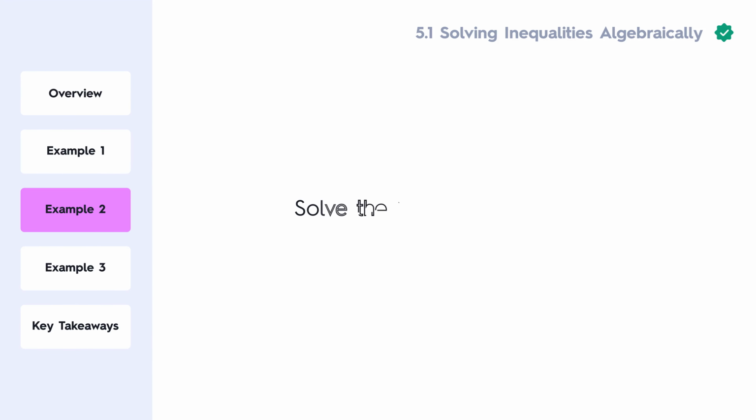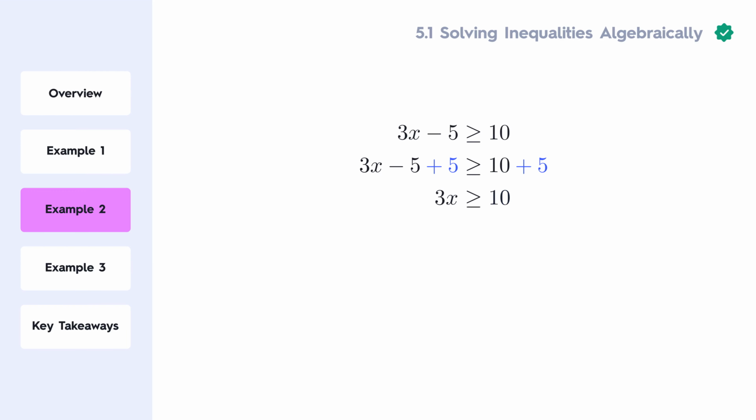Let's solve the next inequality. Just like in our first example, our goal is to isolate the variable term. To isolate the term with x, we'll add 5 to both sides and simplify. Next, we need to isolate x by dividing both sides by 3. Since we're dividing by a positive number, the inequality sign stays the same. Our final answer is x greater than or equal to 5. This means that any number greater than or equal to 5 will satisfy the inequality.